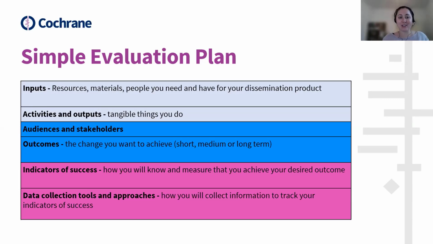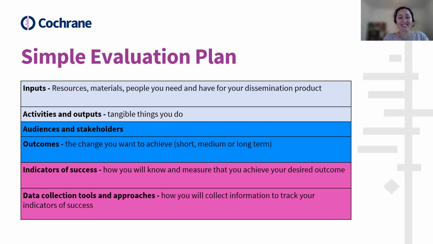And then the two bottom pieces are very specific to evaluation. Indicators of success is basically detailing how you will know you've made that outcome happen, and how you will measure whether or not you've achieved that desired outcome. And there are a number of ways to do that, which I'm going to, again, pause on.